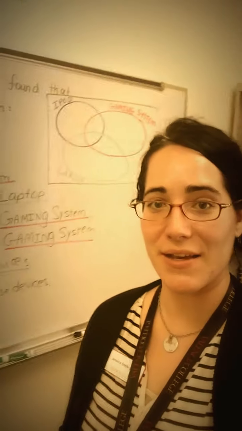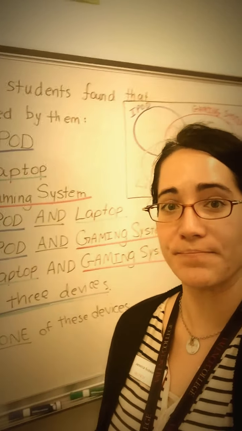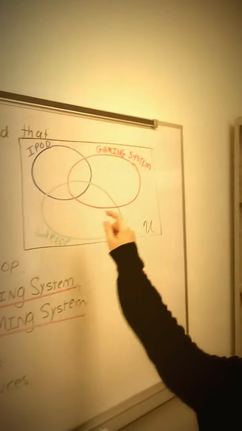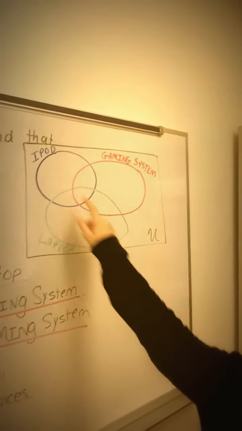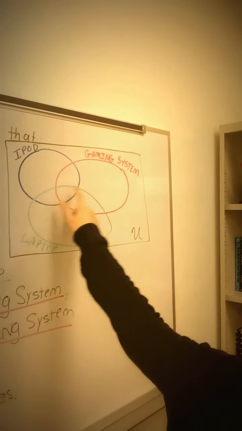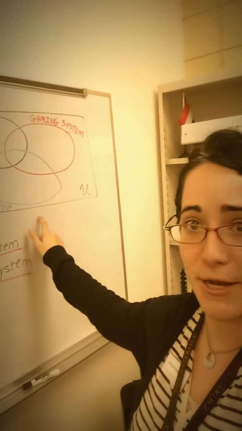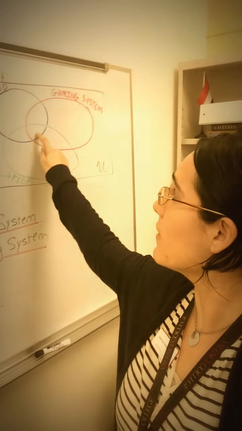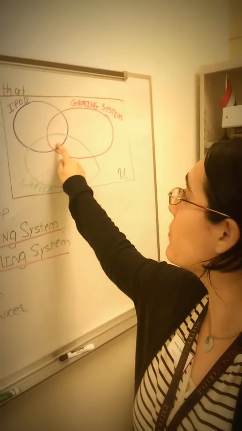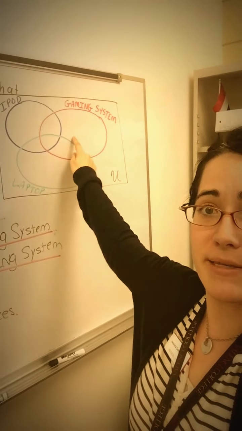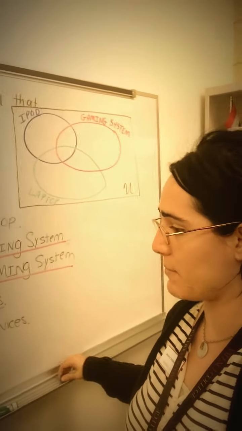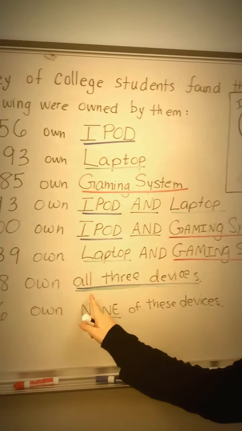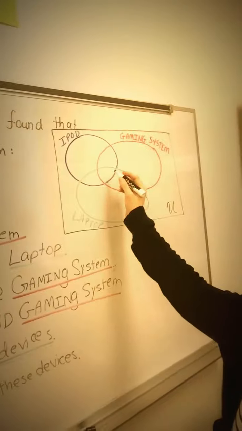So the way we begin to answer our questions is by first creating this Venn diagram. I've made myself a universal set and three circles, one representing iPod, one gaming system, and one representing laptops. I always begin in the overlapping region. How many people owned an iPod, a gaming system, and a laptop? We were told that 68 owned all three.